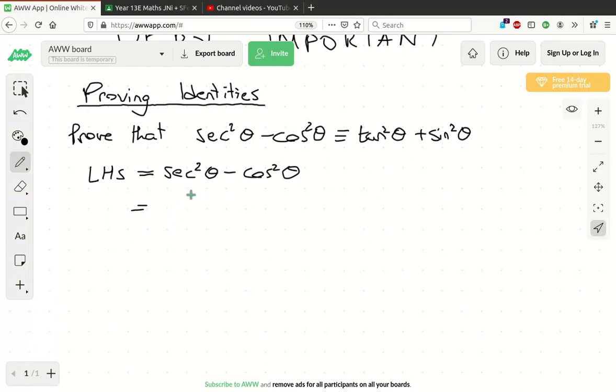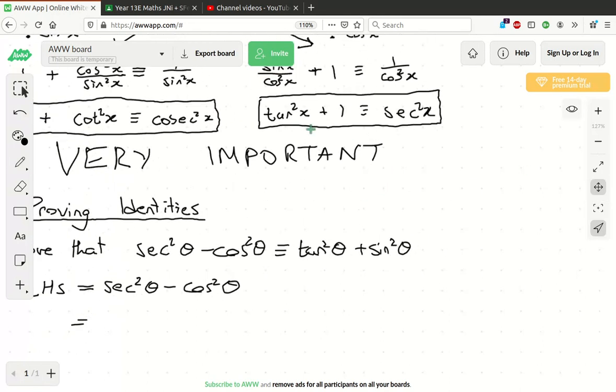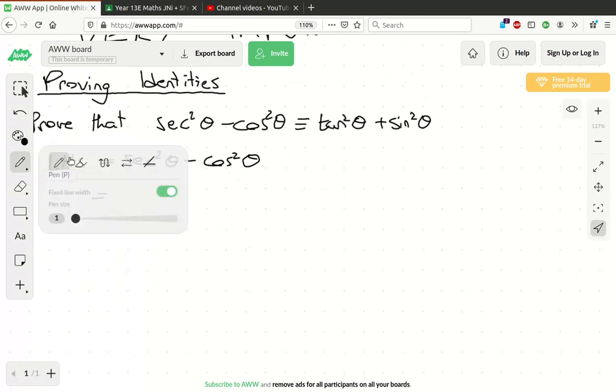Now, I suppose sec squared, well, didn't I just develop an identity with sec squared? Look, there it is. 1 plus tan squared is sec squared. So straight away I can say sec squared is 1 plus tan squared. That's what I'm going to do. So this is going to be 1 plus tan squared theta. And that's just the first term.